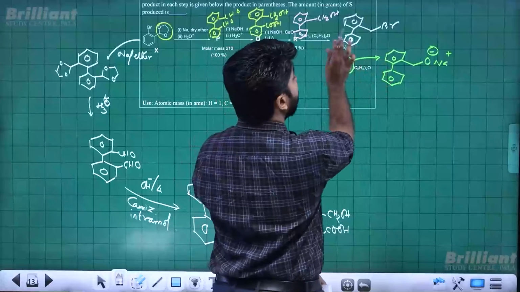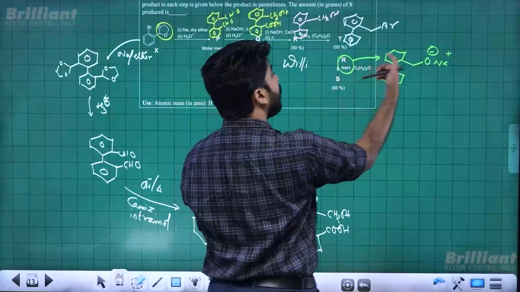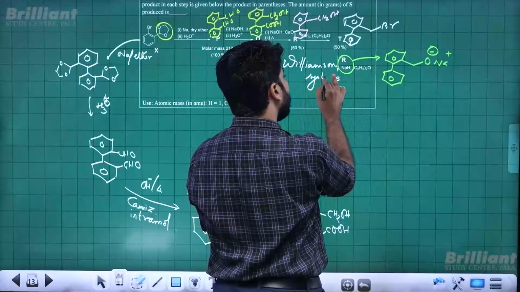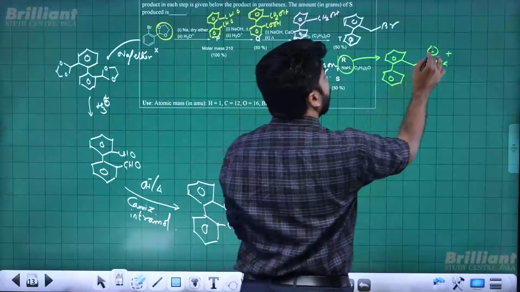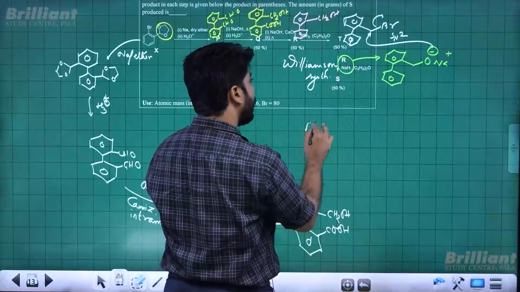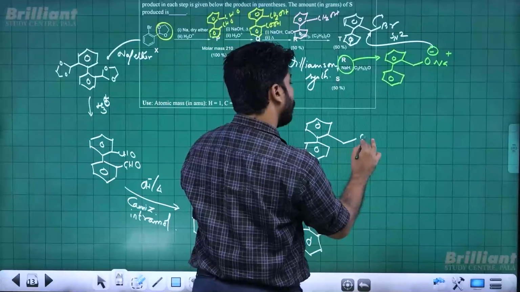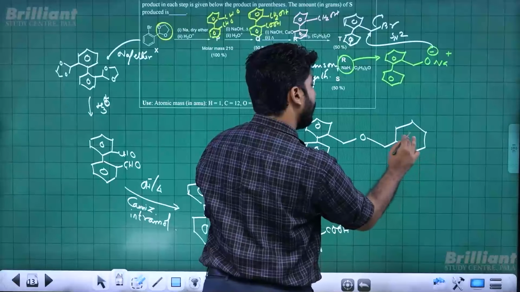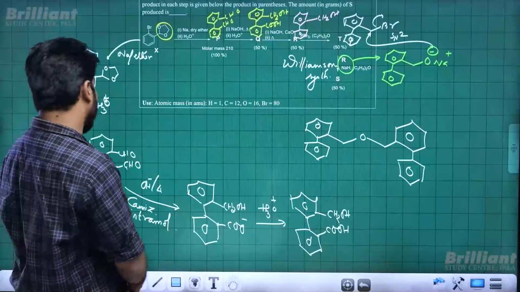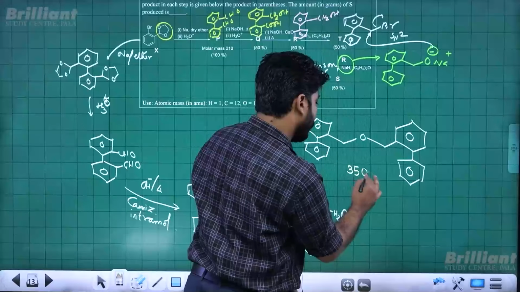So these two are getting reacted. This is reacting with that, and that is simply Williamson ether synthesis, because this is an alkoxide and that is a primary alkyl halide. Williamson ether synthesis will occur, and this is nothing but an ether. So this does an SN2 reaction, which is called Williamson synthesis, and the ether is the product. So the final structure is that one. This is the structure of S, which is an ether, and its molar mass is 350 grams per mole.